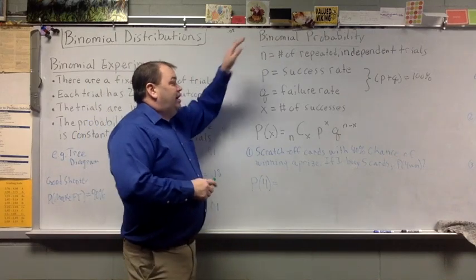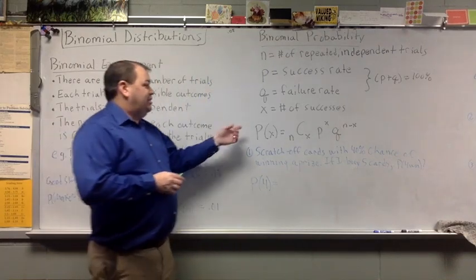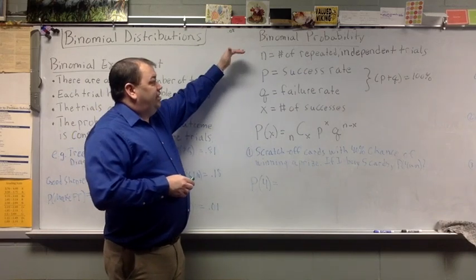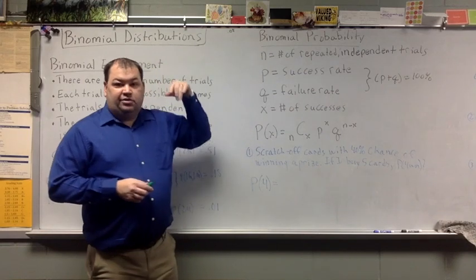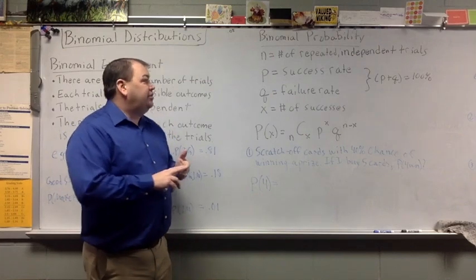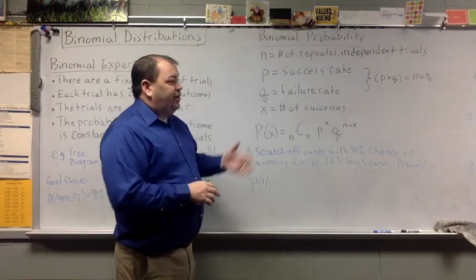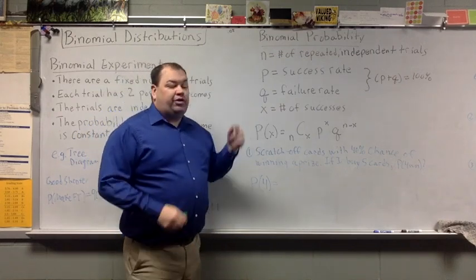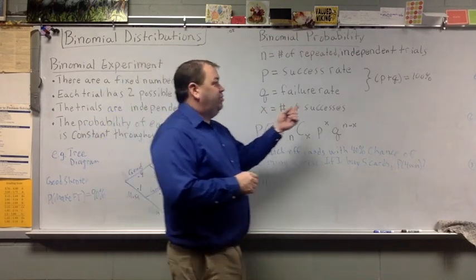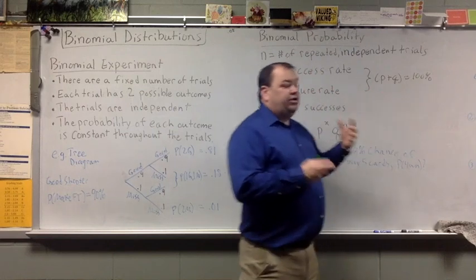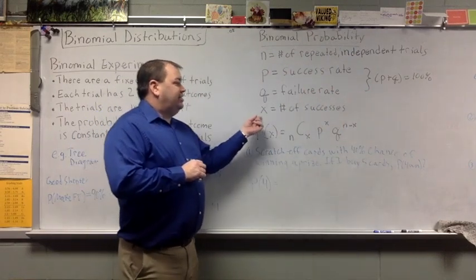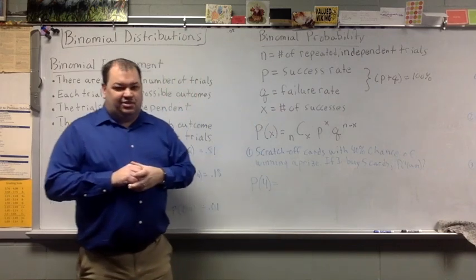When we talk about a binomial probability, and this is the thing we want to get to, N is going to stand for the number of trials. The repeated trials have to be independent. P, and I'm not sure why they use P, but P is our success rate. Q is our failure rate. So if you add P and Q up, you should get to 100%. So P is our success, Q is our failure, and X is the number of successes.